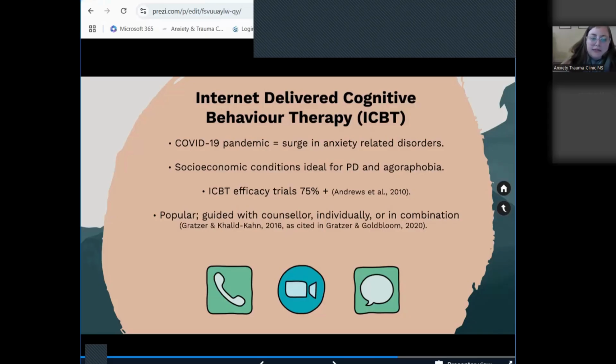I do recognize as a therapist that in-person sessions are preferred for most people. It adds that bit of routine and that physical aspect of coming into the office and having that face-to-face relationship. But knowing that this is an option and that it is 75% or more effective is a really great discovery to have made, and it has become really, really popular.